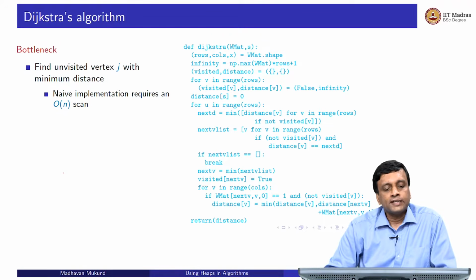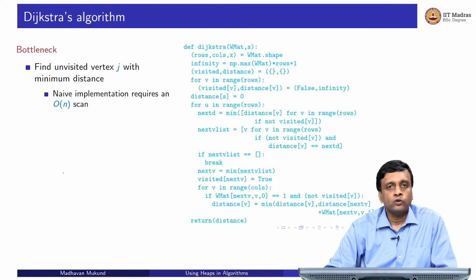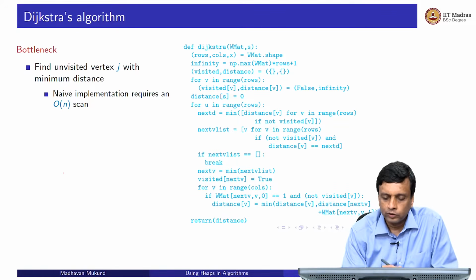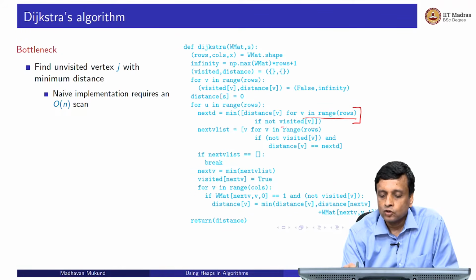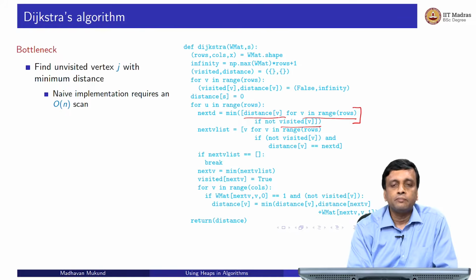The first bottleneck is to find this unvisited vertex, and what we said was that there is no simple way to do this because the vertices are not maintained in any particular structure. So we have to just scan all the vertices and check. This is what we do here. We basically run a loop saying take every vertex that is not visited and find the one with the minimum distance.